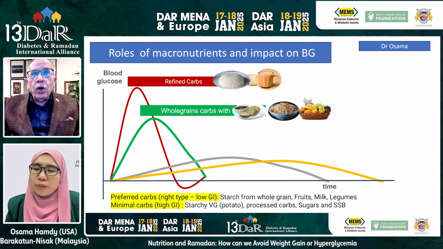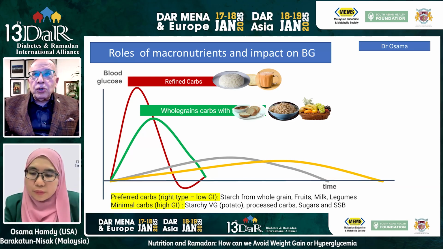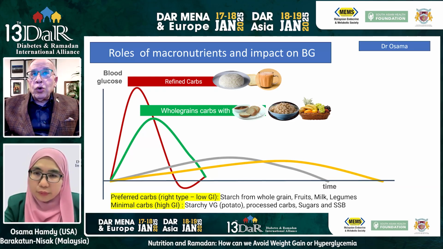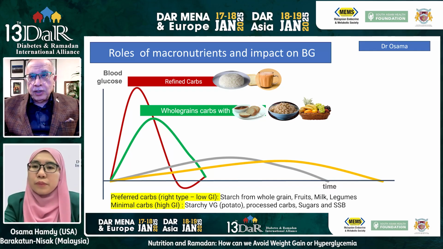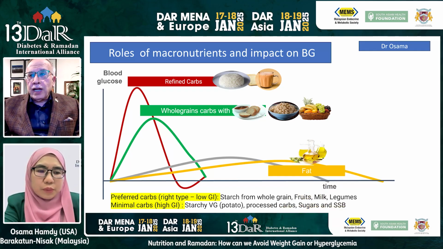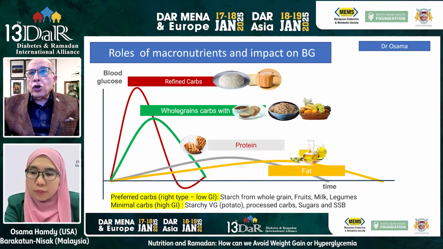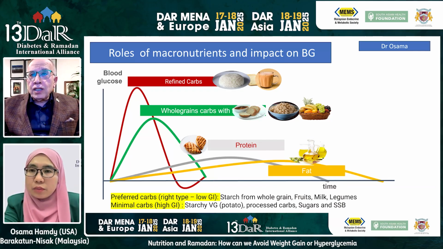While if you eat whole grain or vegetables or fruits, the blood glucose will not go as high as high glycemic index carbohydrates, and lasts nearly for the same period, but without hypoglycemia. But interestingly, if you start to eat fat, the blood glucose will not go way up and remain in the circulation for very long time, and the same with protein. So it is very important in suhoor to have more protein and more fat than carbohydrates. And if you are using carbohydrates, it has to be low glycemic index carbohydrates.